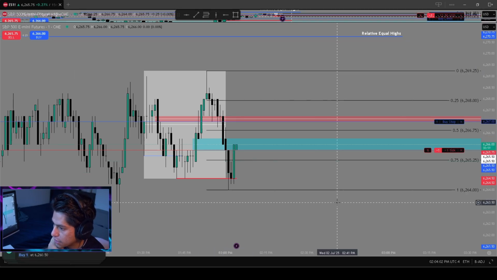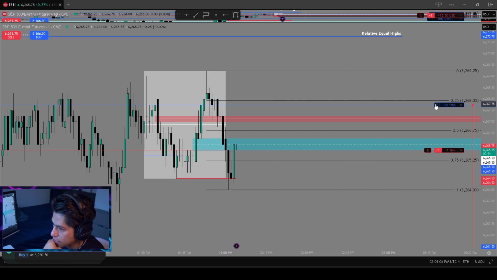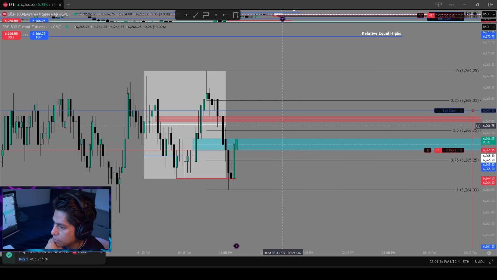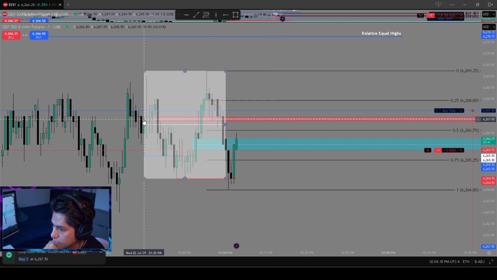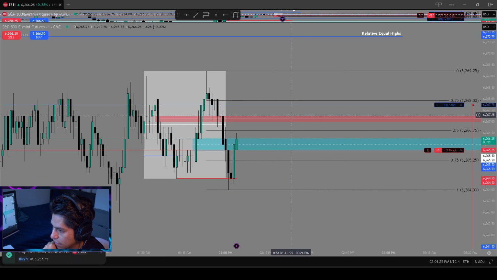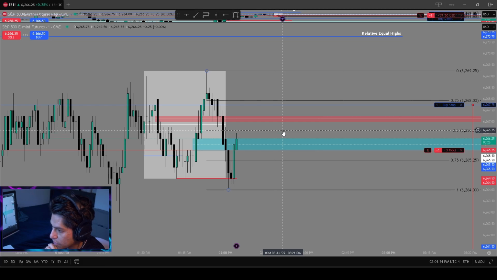Okay, so we did enter. I'm gonna put my stop above that high right there. So I kind of do want to see if we do use this first presented fair value gap. I'm gonna put it a little bit higher. We can wick above it. So around 50% is a level where I think that price does not want to go over.